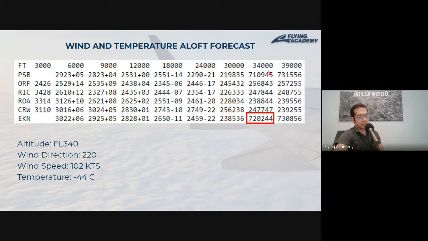And as you can see here, it is above 24,000 feet, so they eliminated the minus sign. So negative 44 degrees Celsius. Any questions here? Anything so far regarding winds aloft? If not, let's go ahead.